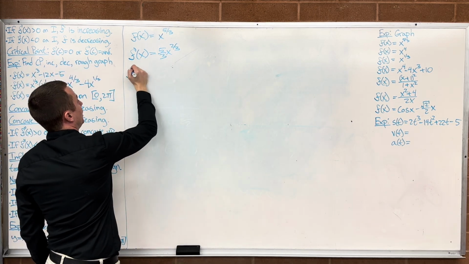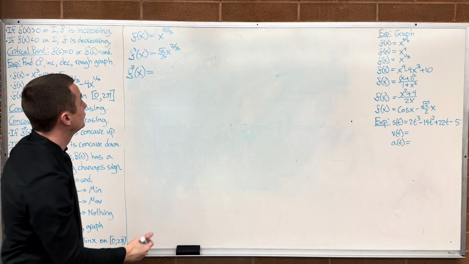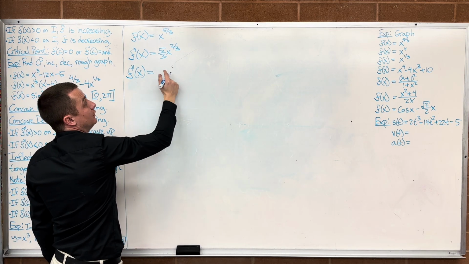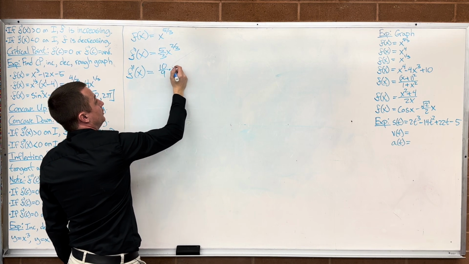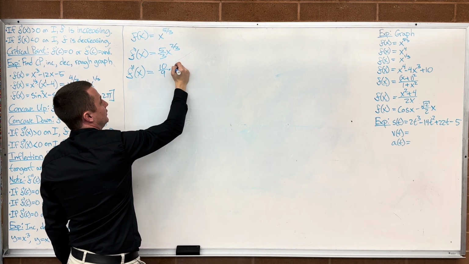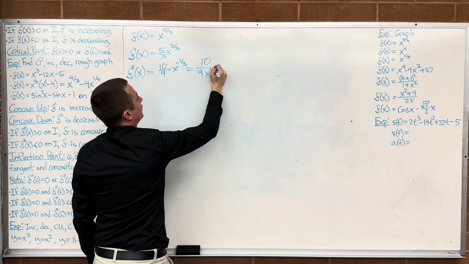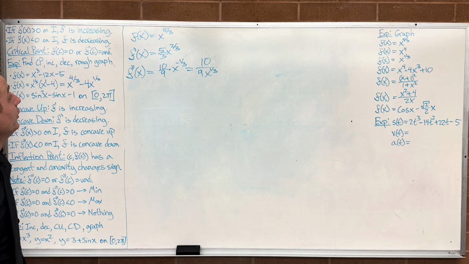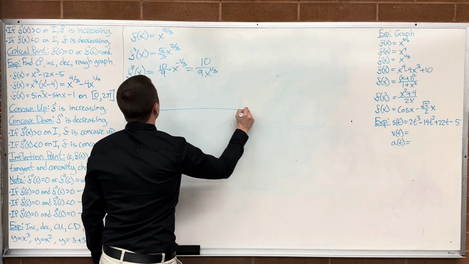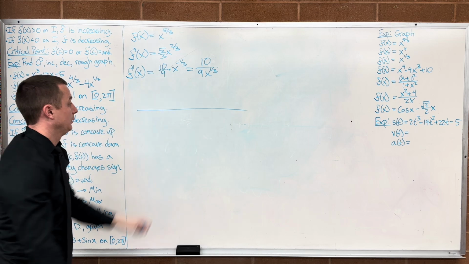And then finally, what's f double prime? Oh boy. 10 ninths, x to the power of negative 1/3. So 10 ninths times x to the 2/3 minus 1, which is negative 1/3. Yeah, I'll do it in two steps. And then 10 over 9 times the cube root of x. You okay with that? Yeah. So let's find our critical points. Where is this equal to 0, or where is it undefined? At 0. So that's our only critical point.